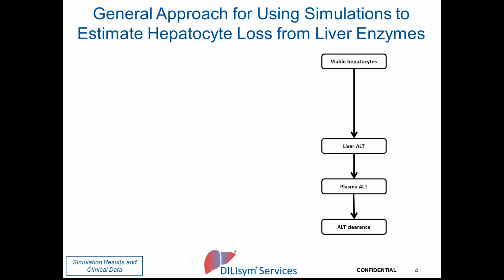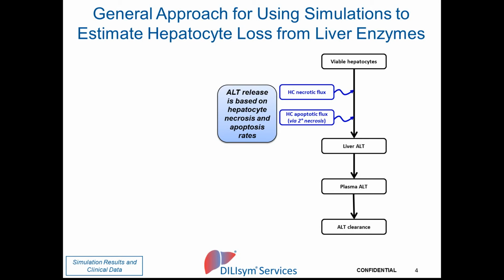So we'll start with this very simplistic representation. You can see there are the viable hepatocytes with ALT within them. And then there's a separate compartment for liver ALT, representing by and large ALT within, say, the sinusoidal space, ALT in the plasma, and then the ALT that has been cleared. The release of ALT from hepatocytes is primarily driven by the rates of necrosis or apoptosis, and in the apoptosis case, it's really more captured by secondary necrosis.